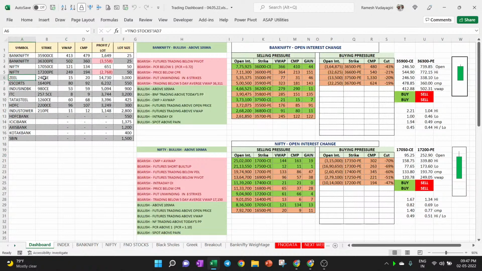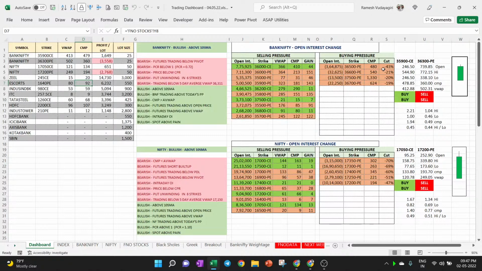If you see Z, 245 call option, from 15 we got 20, 3,000 lot size, 15,000 profit. So if you want to track any particular stock options, this is the place where you can track. No need for screening or any particular technique to be followed. Just follow this: Z 245 call option, 15 to 20 we got. Escorts 1640 put option, 82 to 92. Okay, only a small move we got here. But if you are trading stock options, you can consider this a very good tool to find the stock options and which strike price you have to enter.